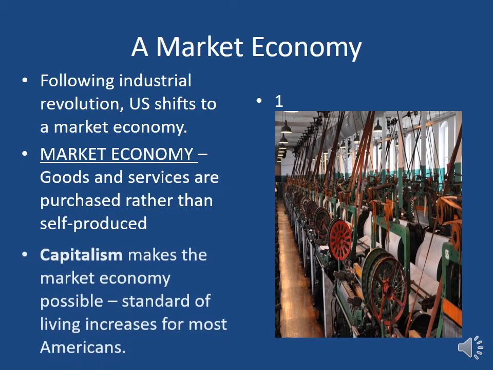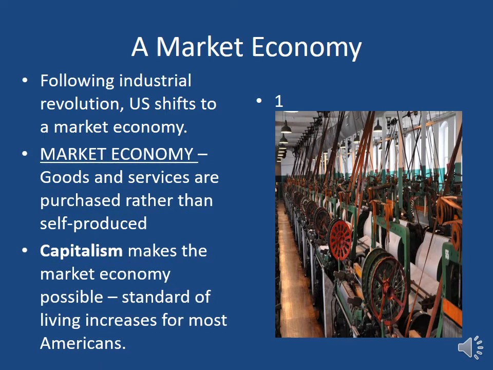So the market economy. Following the Industrial Revolution, the United States shifts to a market economy. So, what is a market economy? It is where goods and services are purchased rather than self produced. Okay. So people aren't making their own clothing. People aren't making their own clocks. And we talked a little bit about this. This came about because of the Industrial Revolution, because of the interchangeable parts. And then this word capitalism makes the market economy possible.